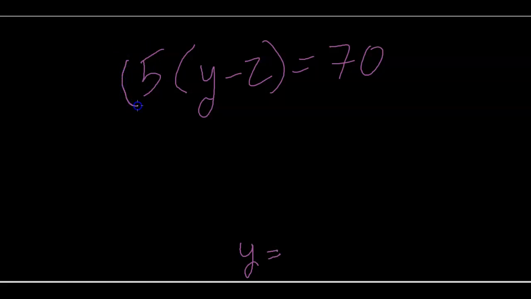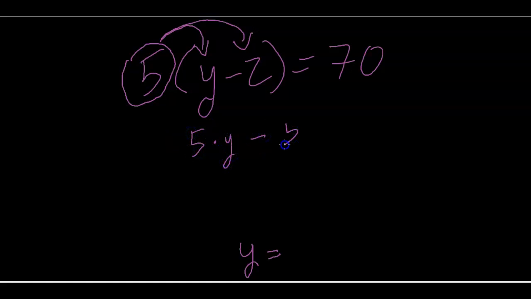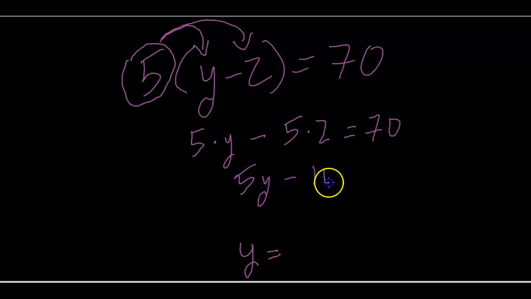Hopefully everyone remembers the distributive property. We take the factor that's outside the parentheses and multiply it by each of the terms inside the parentheses. So this becomes 5 times y minus 5 times 2. That still equals 70. All right, 5 times y is just 5y, right? Minus 5 times 2 is 10. And that equals 70 still, right?